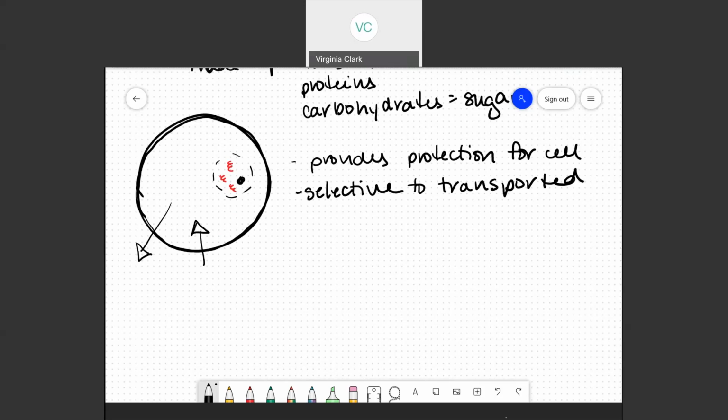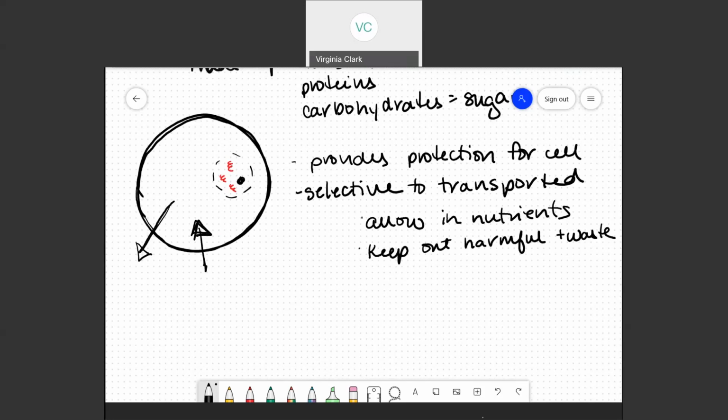It will allow in nutrients. That's going to be the primary reason things will need to come into the cell. Nutrients will need to come in. And then it will need to actually keep out or kick out harmful substances and waste. So these are the things that we will want to remove from the cell. Harmful substances need to be kept out, and waste needs to be removed.